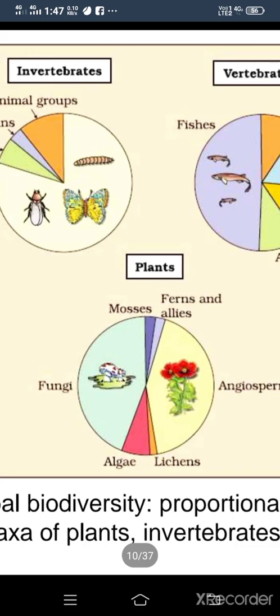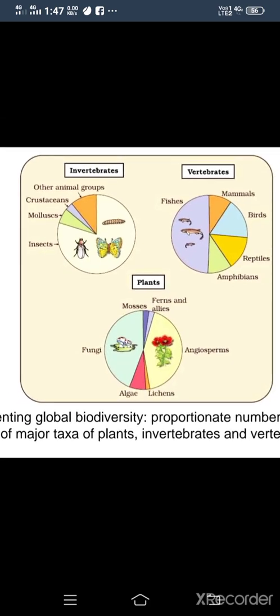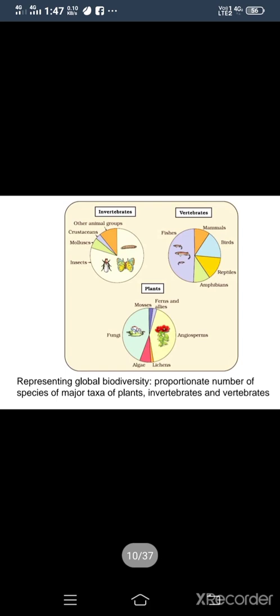In case of plants, fungi and angiosperms are more. Fungi are very minute organisms and angiosperms are flower and fruit bearing plants. So these two are more when compared to mosses, ferns, algae and lichens. So this is a graphical representation of different types of species on the earth. Now we will conclude this topic, and next we will continue with the next class. Thank you.